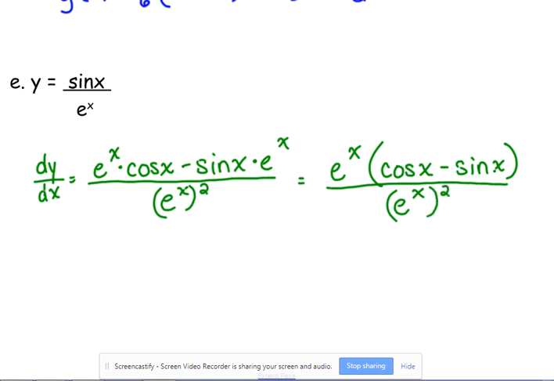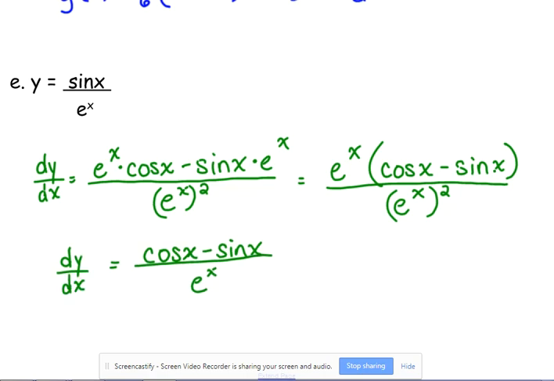And this is why I left the bottom the way that it is. I could have written it as e to the 2x, but I left it like that so that we could see that, oh yeah, we can cancel one of those. So we've got cosine of x minus sine of x over e to the x as our derivative for this function.